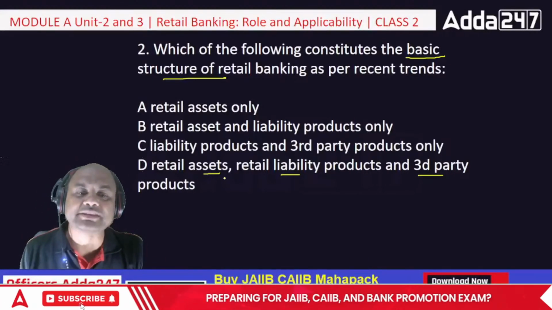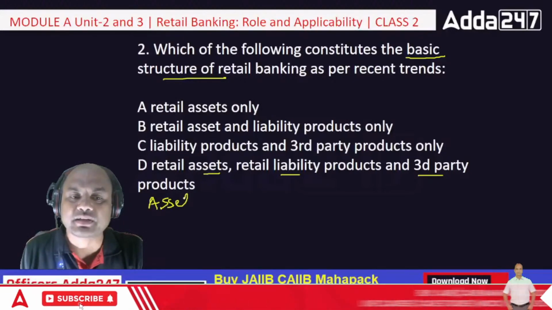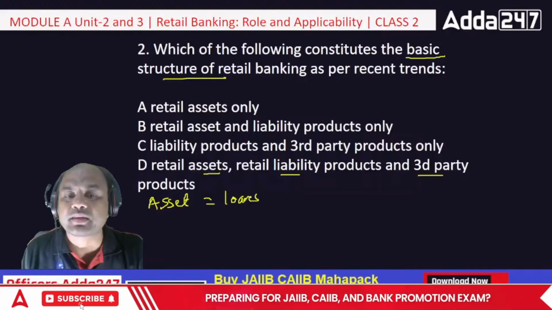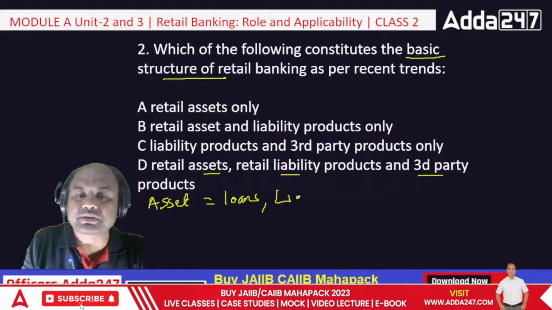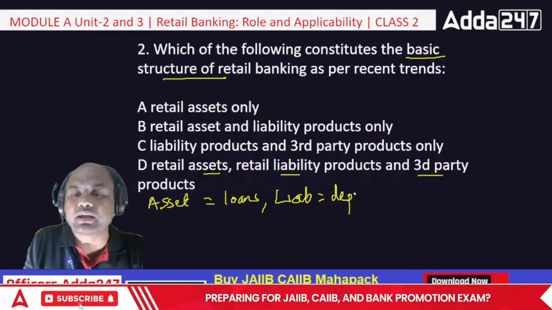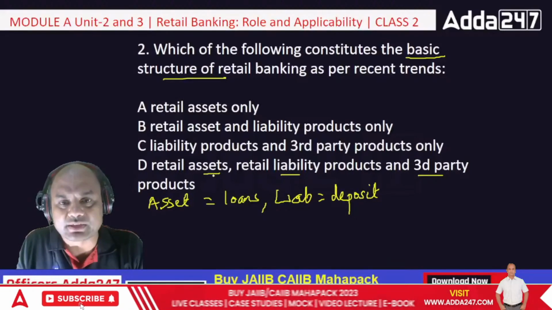What is an asset? Keep it very simple: asset equals loans, and liability equals deposits. All that savings, current, FD, everything is a deposit. Loans means home loan, personal loan, any type of loan where you give the money to the customer.